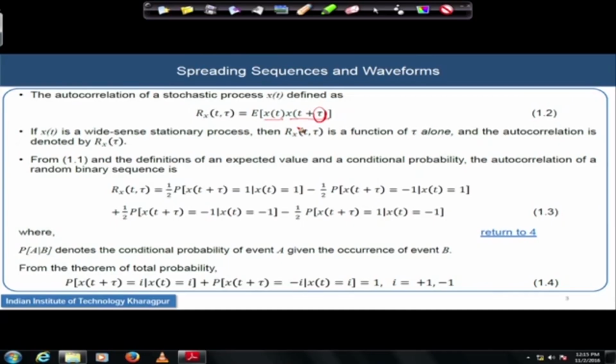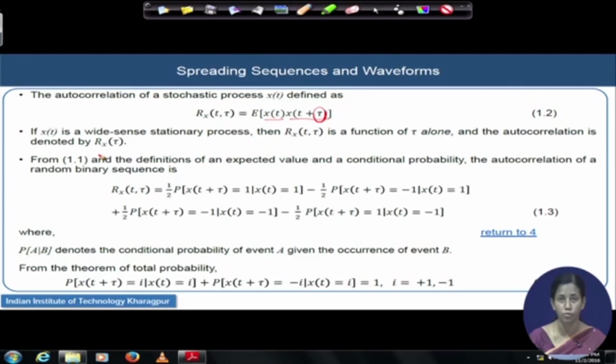We understood the meaning of a wide-sense stationary process. If x(t) is a wide-sense stationary process, then this autocorrelation function will be a function of only tau. You need not write t comma tau, I can directly write R_x(tau). Now, as we understand, x(t) has equal probability of achieving the value of +1 or -1, that means symbols with +1 value or -1 value are equally probable. Hence, this autocorrelation value we can compute like equation 1.3 in this way.